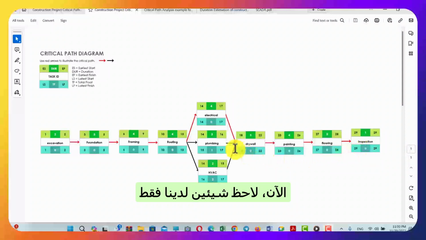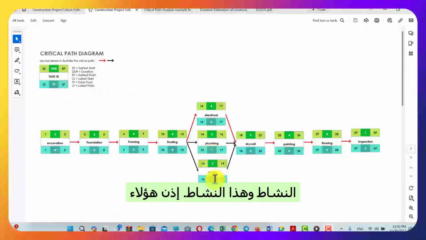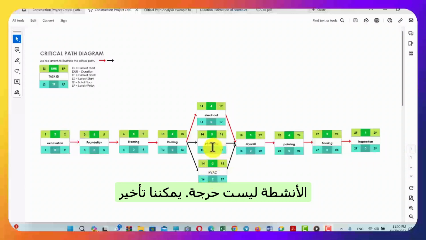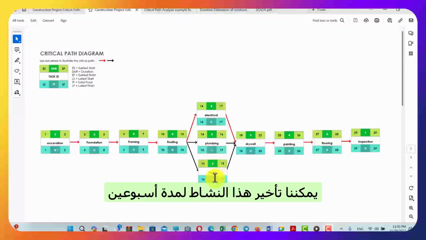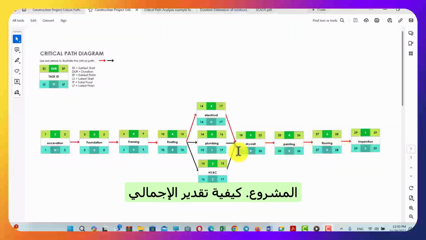That we have only two activities which have float more than 0. This activity and this activity. So these activities are not critical. We can delay this activity by 1 or delay this activity by 2 weeks without affecting the overall duration of the project. How to estimate the overall duration?